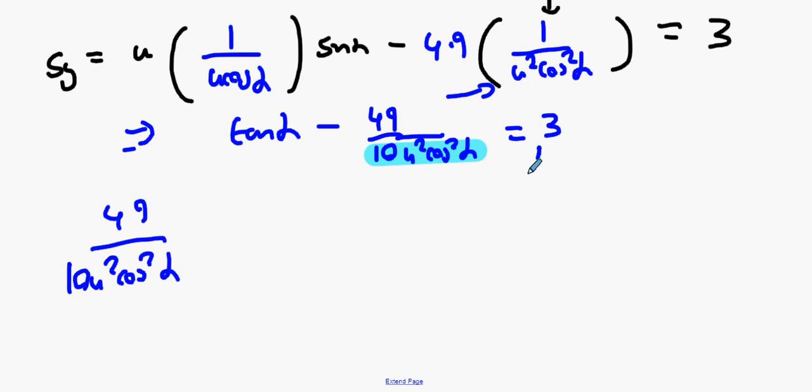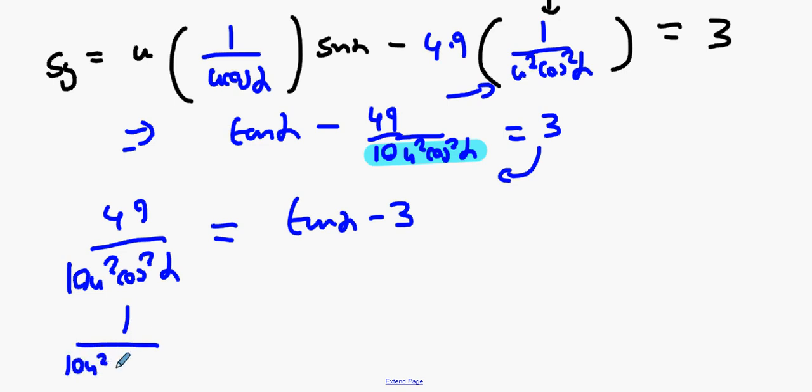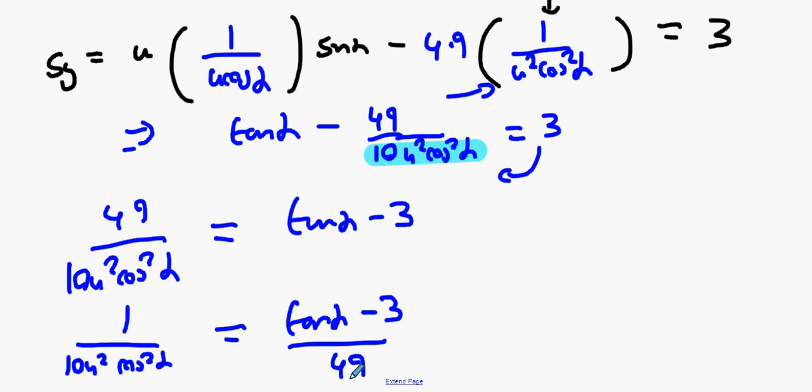Then I'm going to move the 3 over the other side. So just keep a really close eye on this. Everybody happy so far? Divide the left by 49. So bring that 49 underneath. And what have I successfully done there now? Successfully traded that for tan alpha minus 3, all over 49. Does that make sense? Now, tan alpha minus 3 over 49.